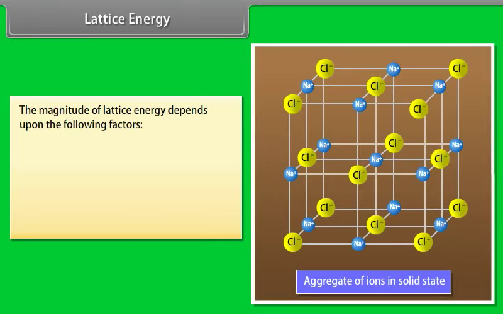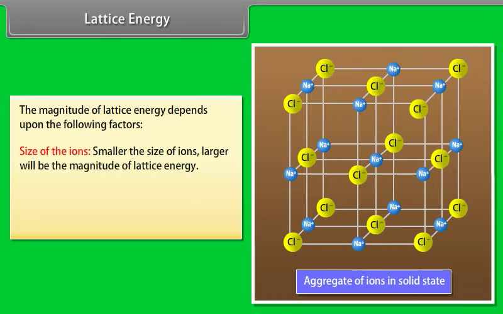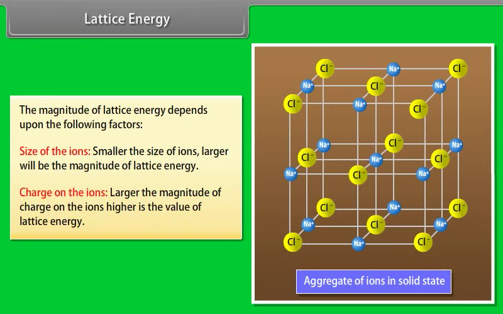The magnitude of lattice energy depends upon the following factors. Size of the ions. The smaller the size of the ions, the lesser is the internuclear distance and the greater will be the interionic attraction. Hence, larger will be the magnitude of lattice energy. Charge on the ions. The larger the magnitude of charge on the ions, the greater will be the attractive force and the higher is the value of lattice energy.